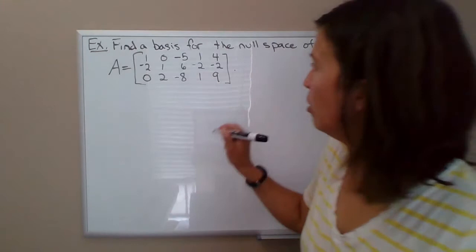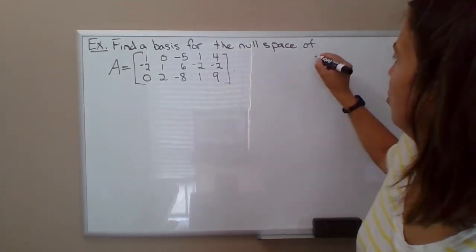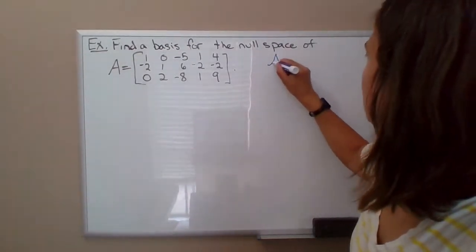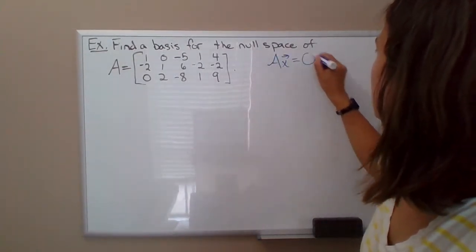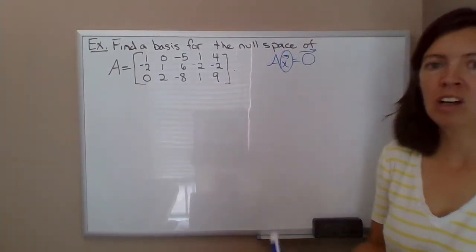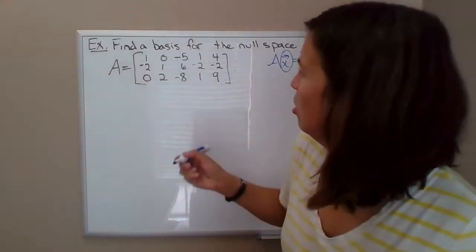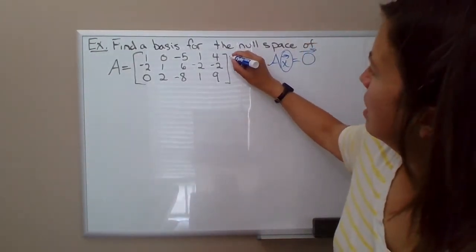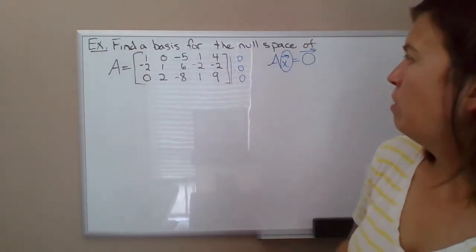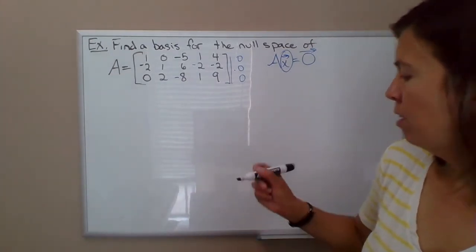Okay, so remember, null space is the solution set to the equation Ax equals 0. Right, that's the null space. The collection of all solutions x where we have Ax equals 0. So when you find the null space, the idea is you augment this with the 0 vector, since we want to find when this is equal to the 0 vector, and then row reduce this thing.